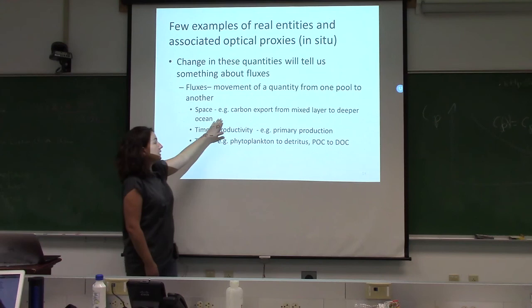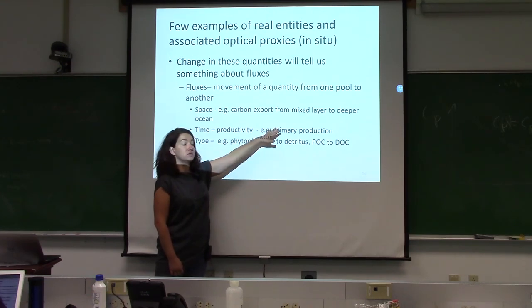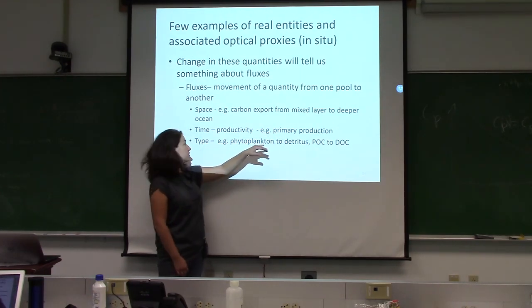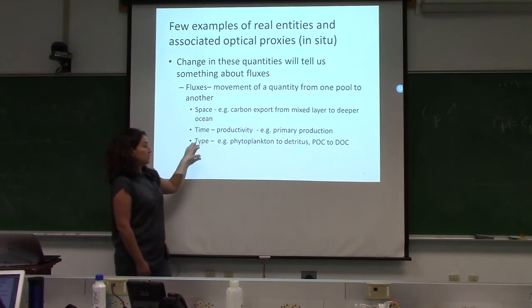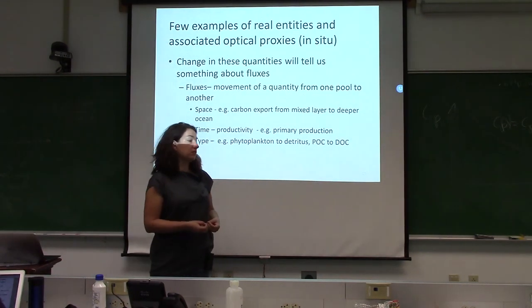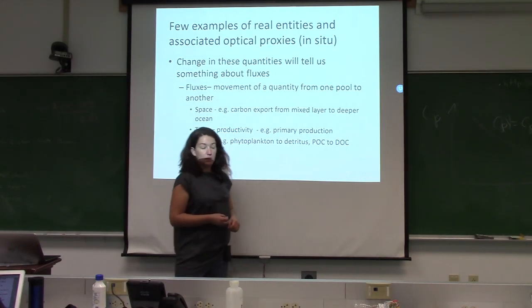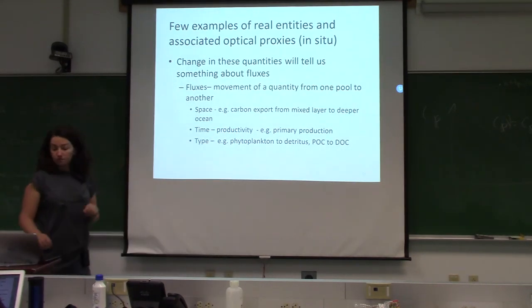So through space, so just carbon export from the mixed layer to the deeper ocean, through time, which gives you the idea, like let's say productivity, such as primary production or different types of productivities. The switch from different types of carbon pools, so from the phytoplankton to the detrital matter, or from the particulate organic carbon to dissolved carbon. So kind of this is where you want to go.